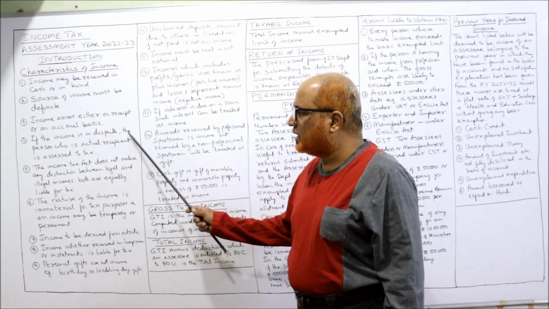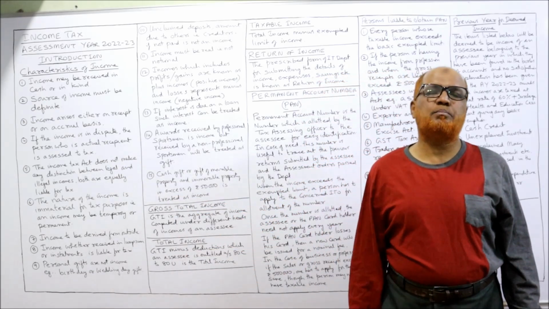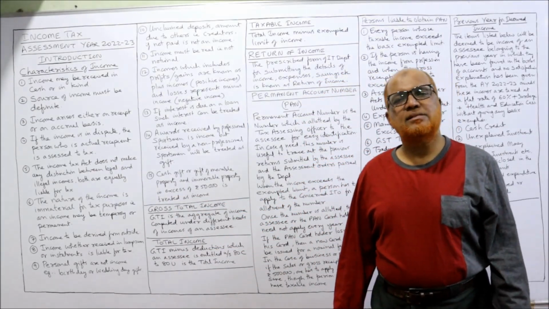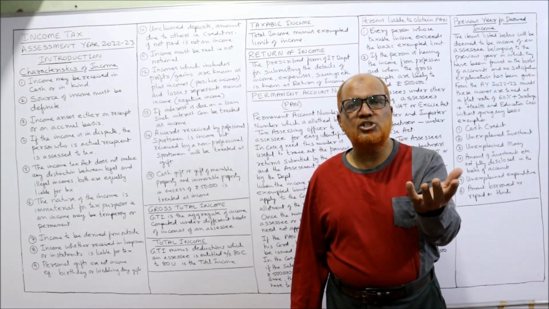Next, if the income is in dispute, the person who is the actual recipient has to pay the tax. Sometimes an income is in dispute.